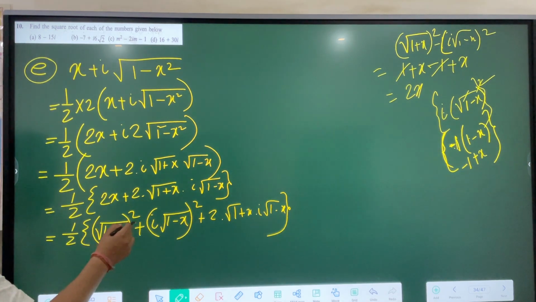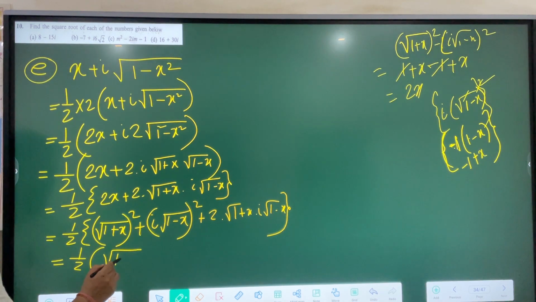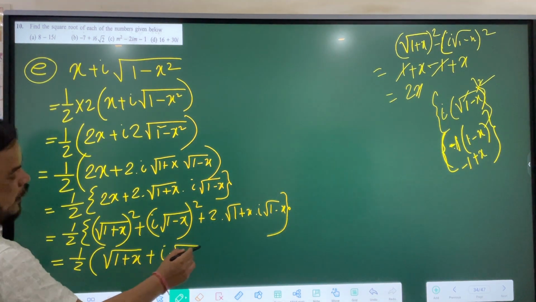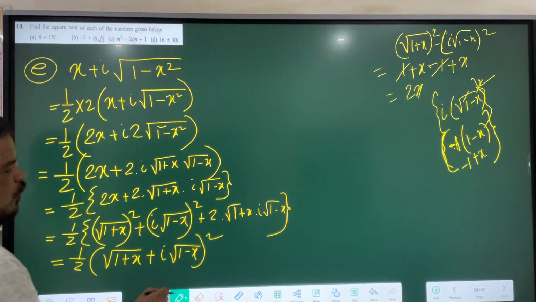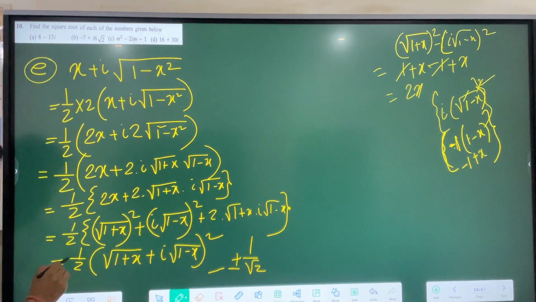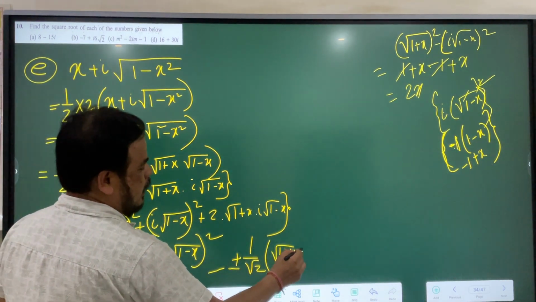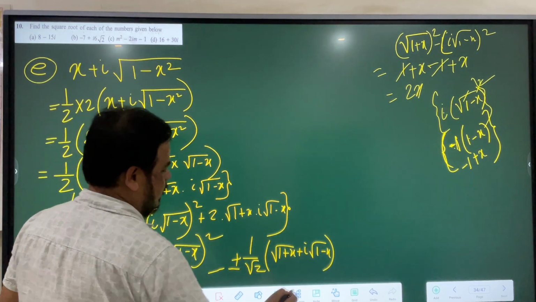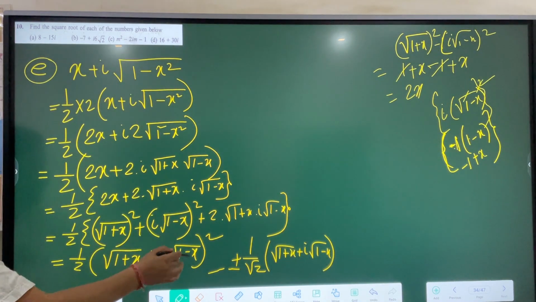So now we have got a square plus b square plus 2ab. So 1 by 2 into a plus b whole square. So the required square root will be plus minus 1 by root 2. I hope you understand this one. As a whole the root will be there, and the root and this square will be cancelled. Then you can write directly 1 plus x plus i root 1 minus x. But this root will be for root 2 because there is no square, so root 2 is as it is. This one you will always get like this.